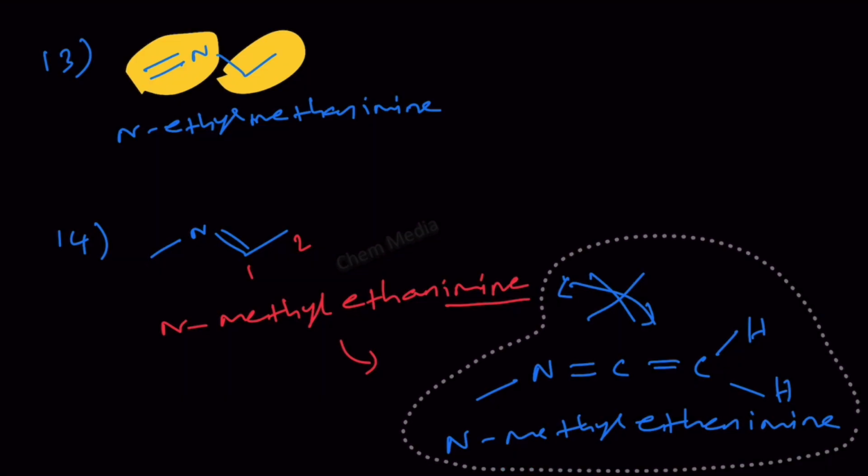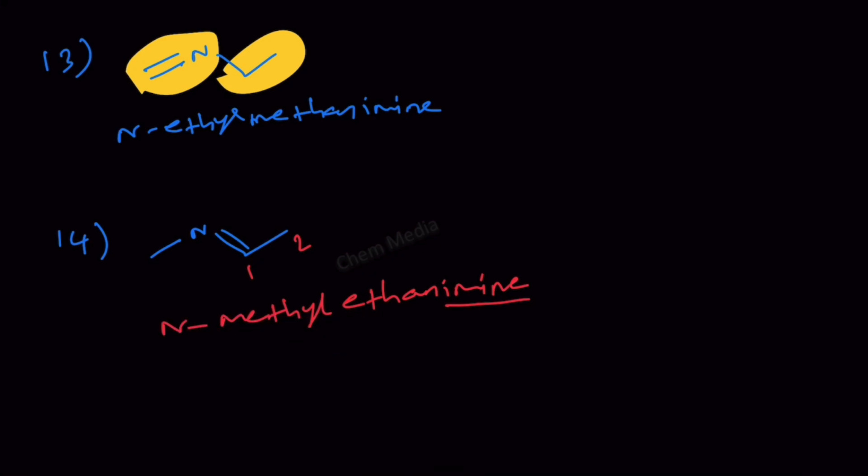Let me remove this. So we have written 14 isomers of C3H7N and their corresponding IUPAC names.